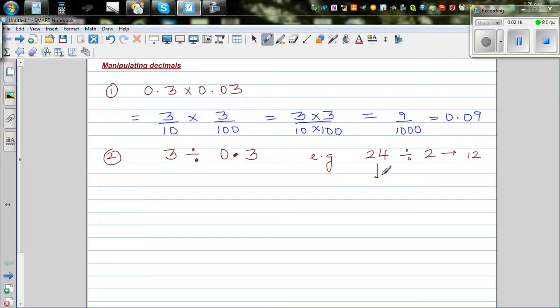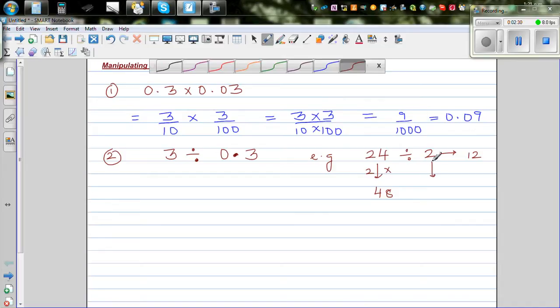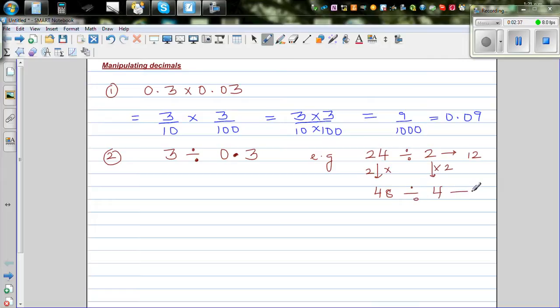So suppose I multiply this by 2, and this becomes 48, and I also multiply this by 2. So 2 times 2 is 4. So now if you divide 48 by 4, that will also give you 12. So in division, this is called the divisor, this is called the dividend. If you make the first number bigger by 2 times, and you make the divisor bigger by 2 times, the answer will be the same.